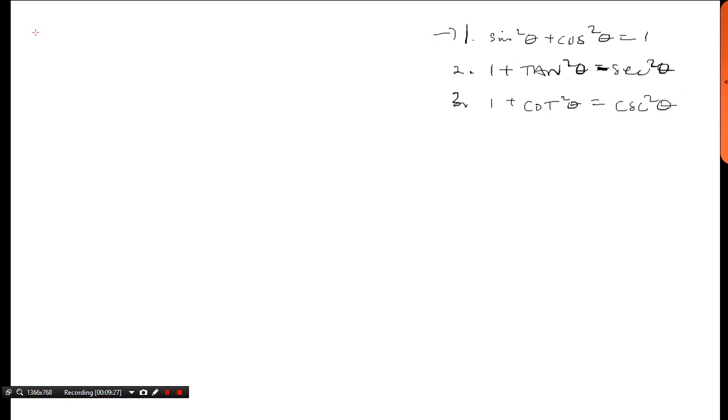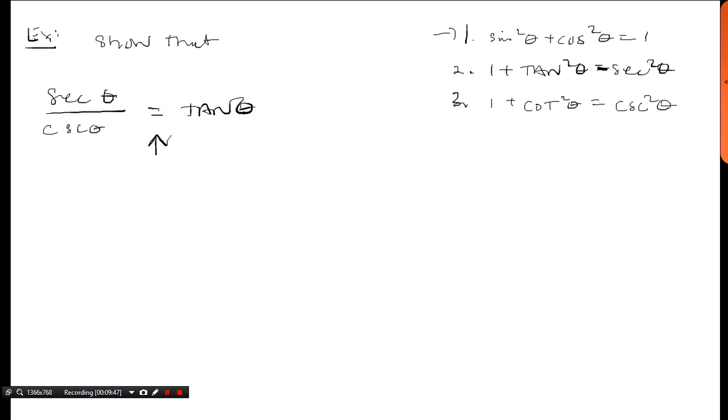Alright, so here's the problem, and this is what 7.1's homework talks about: show that secant of theta divided by cosecant of theta equals tangent of theta. Now, I know you see an equal sign staring in your face, but note, this is not an equation. Even though you see an equal sign, you're trying to show that the left side is equal to the right side. So it really is a question mark here. That's not really an equation.